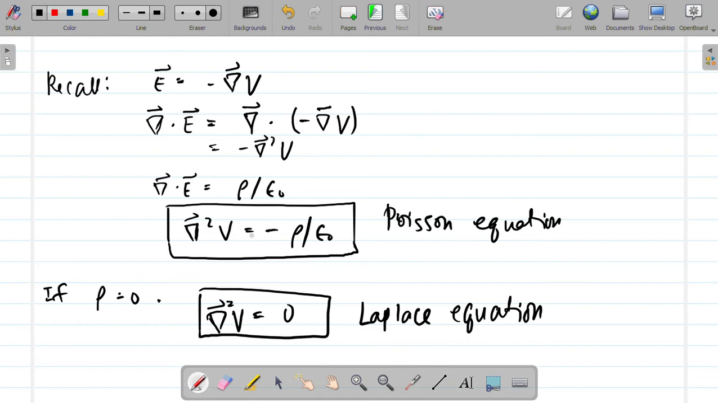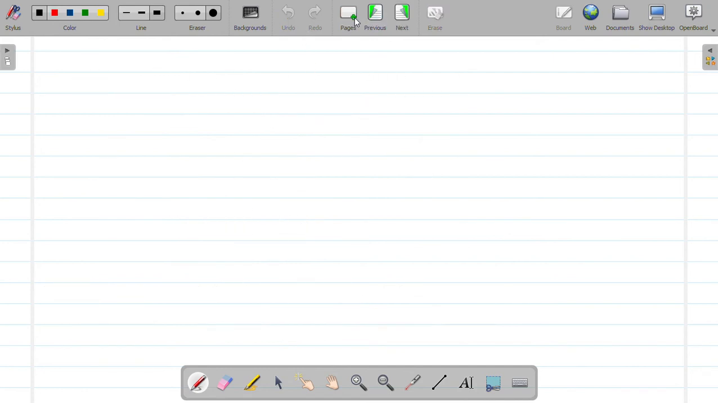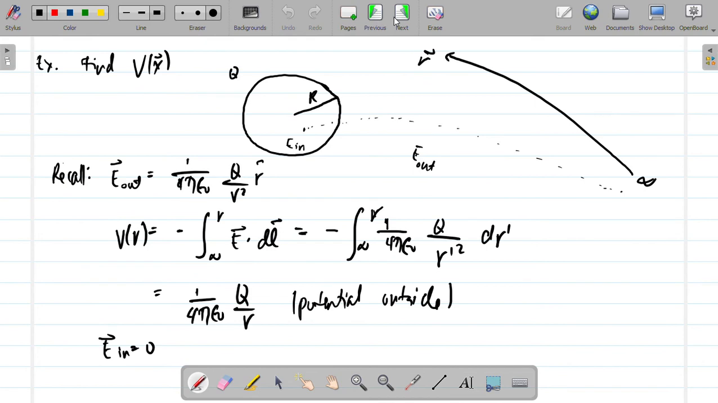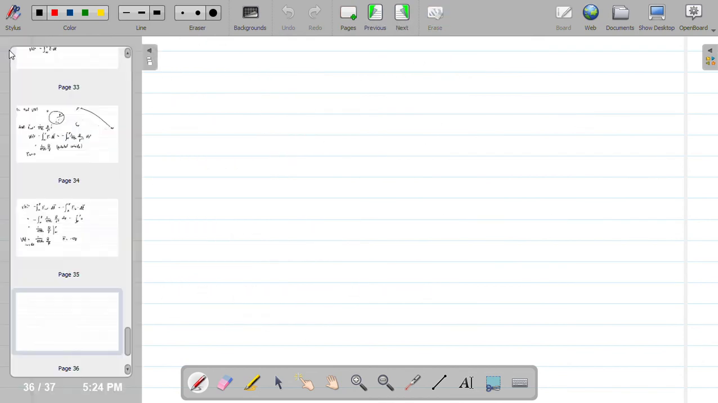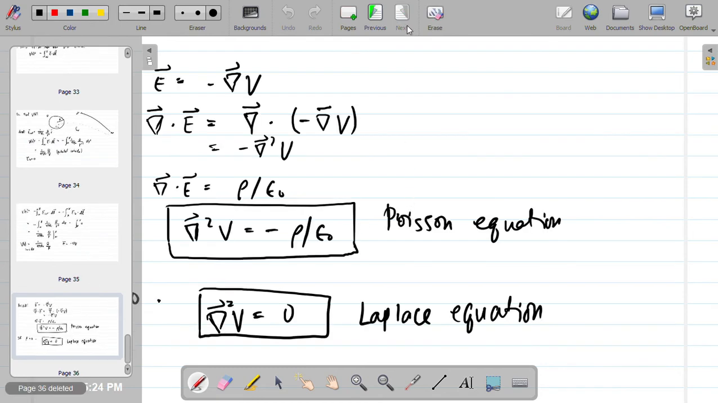Okay, so nasan na tayo? Let's say, meron tayong, saan na yung previous? Next. Ay, delete ko nga to. Delete yung empty page. Okay, so next page tayo.